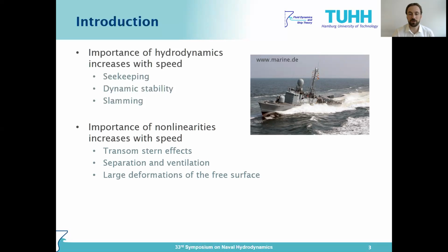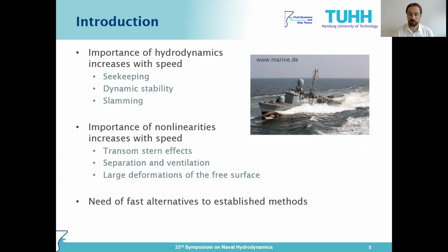Unfortunately, non-linearities of the flow tend to play a more important role as the ship speed increases. So the application of well-established linear methods for the computation of the flow is often questionable. Examples are transverse effects, separation, ventilation, and generally large deformations of the free surface. All of those can be observed in the picture shown on the slide, which shows a fast naval ship.